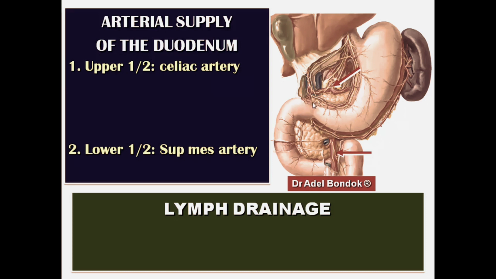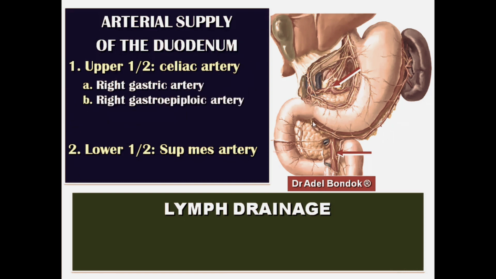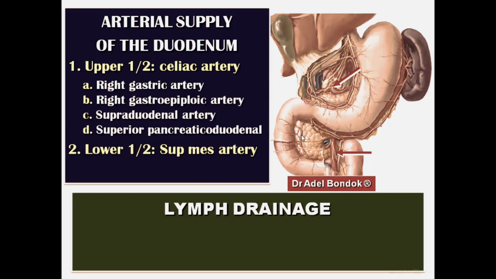This is the first one, supplying the first part of the duodenum, right gastric artery. This is the second one, right gastroepiploic artery, from the gastroduodenal artery. Then the one which supplies the angle between first part and second part, supraduodenal artery, and then this artery, superior pancreaticoduodenal artery. The lower half is supplied by only one artery, the inferior pancreaticoduodenal artery.